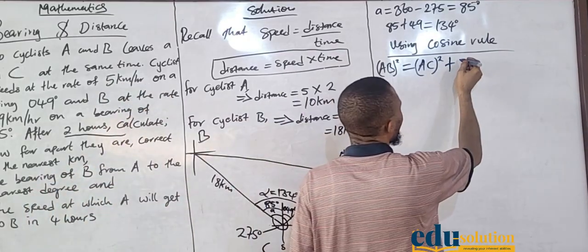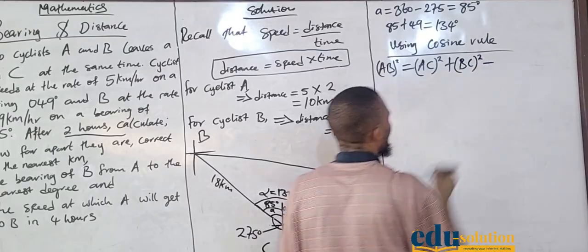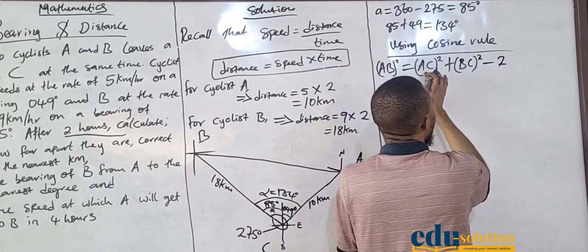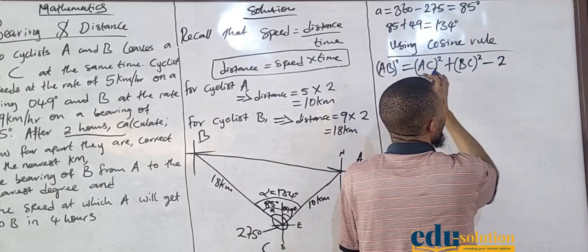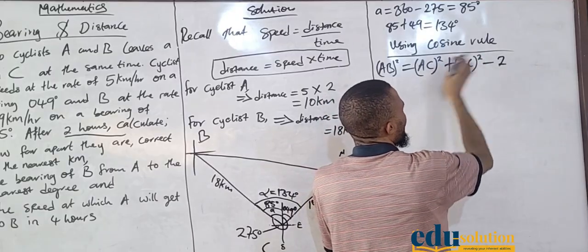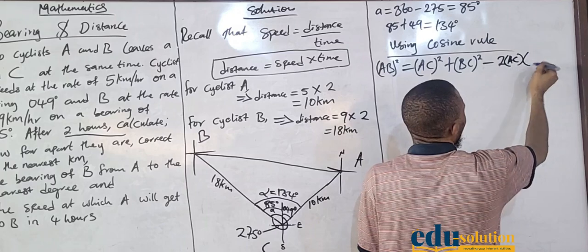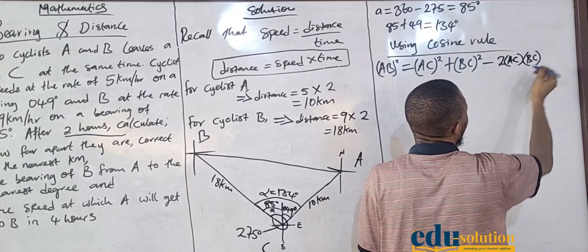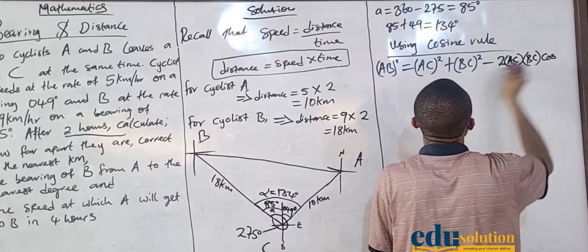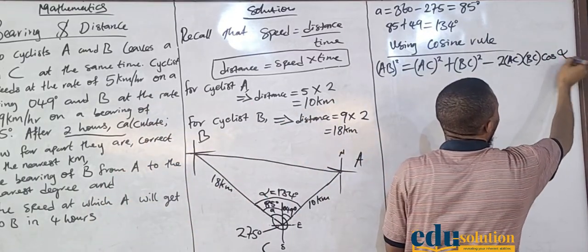BC, we'll also square it, minus 2AC, BC. We don't have to put plus in that place again. So we're having 2AC and BC. Whenever you see a bracket, it's talking about multiplication. And then we now have cos the angle, which is alpha. So we have cos alpha.